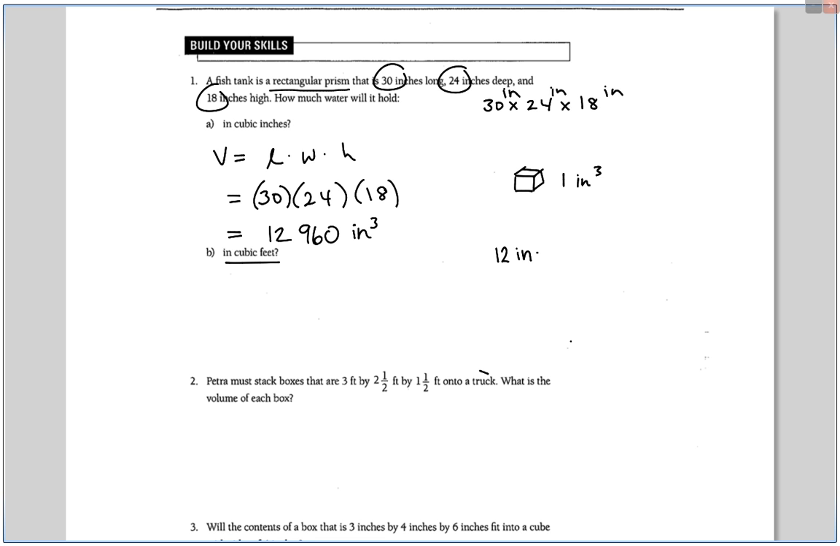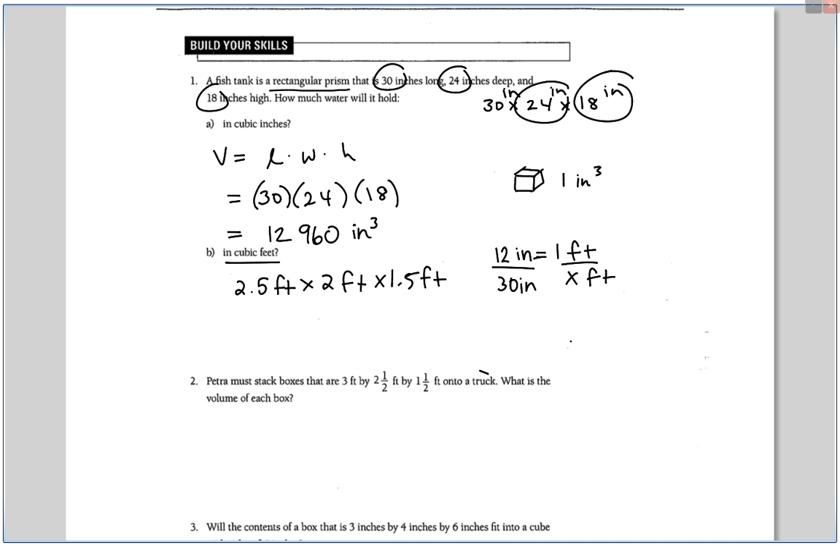We know there's 12 inches in every foot. So let's convert one of them. 30 inches is x feet. Cross multiply, you end up having to do 30 divided by 12, which is 2.5 feet. The 24 is 2 feet, and the 18 is 1.5 feet. So 2.5 times 2 times 1.5 for your volume formula, length times width times height, and I'm getting 7.5 cubic feet.